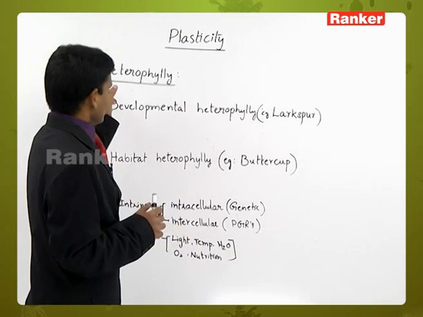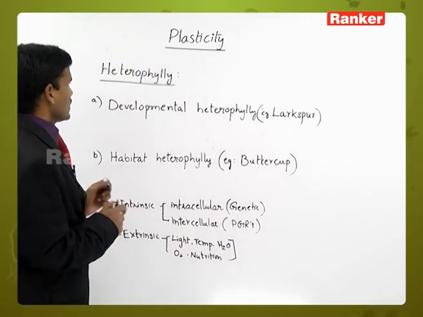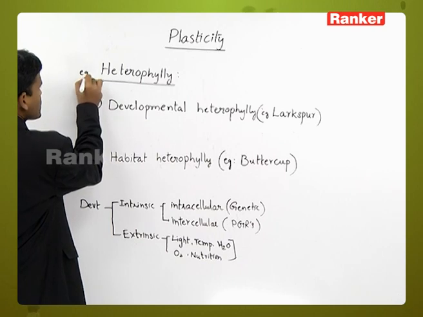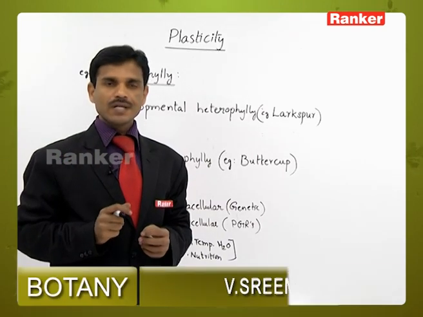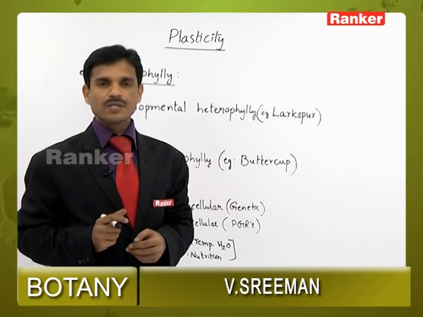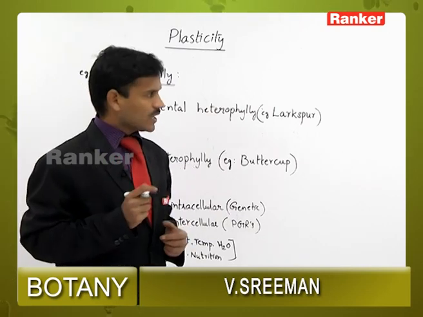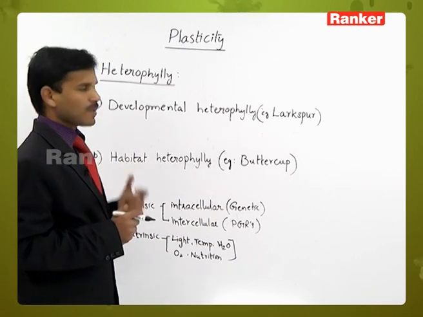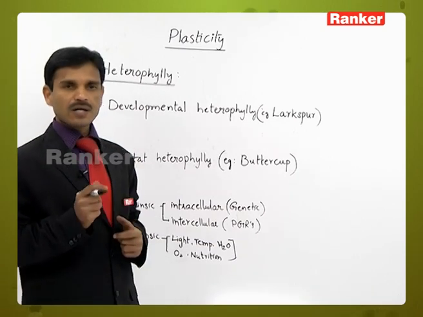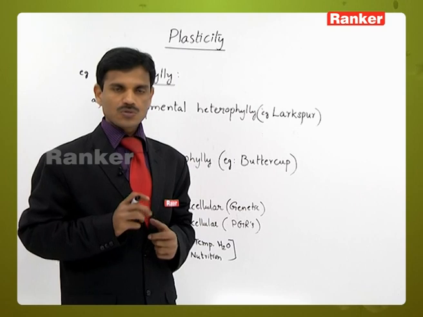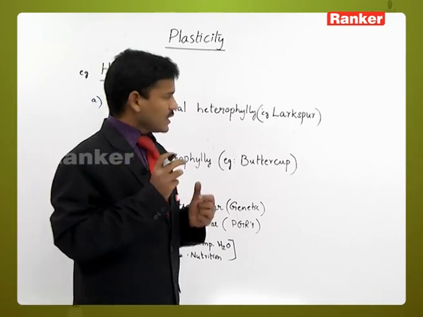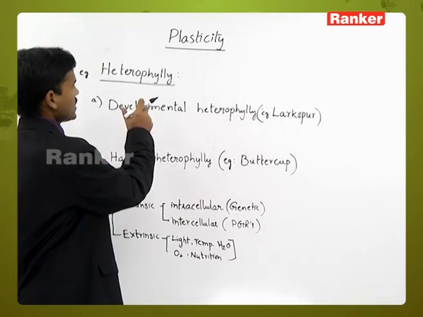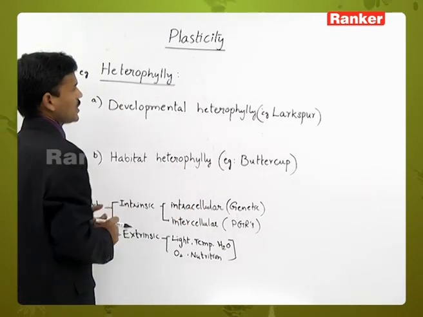An example of plasticity is heterophylly. So what is heterophylly? Hetero means different, phylly means leaf. So different types of leaves are produced by the plant. The same plant produces different types of leaves, structurally different. Different types of leaves produced by the same plant is called heterophylly.